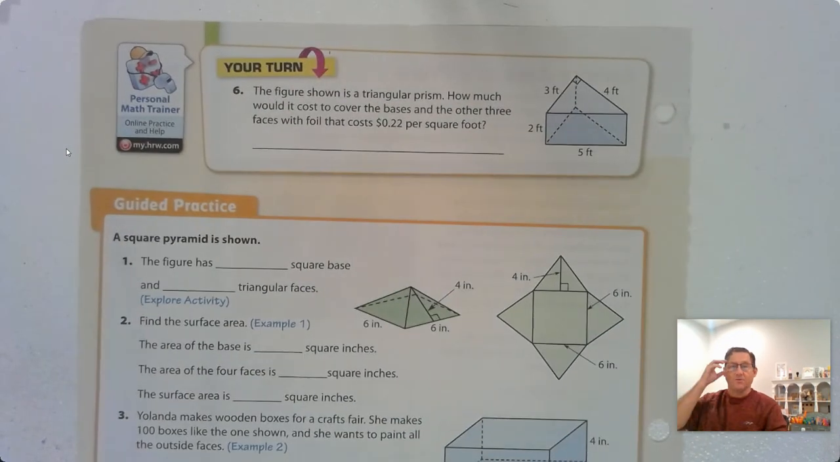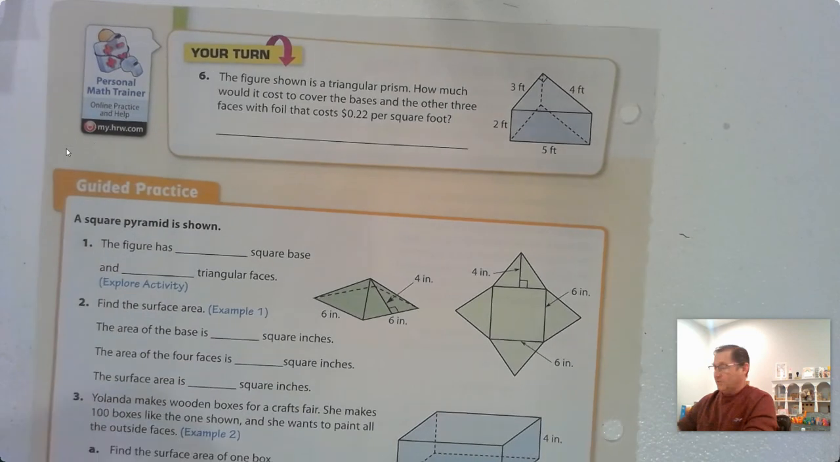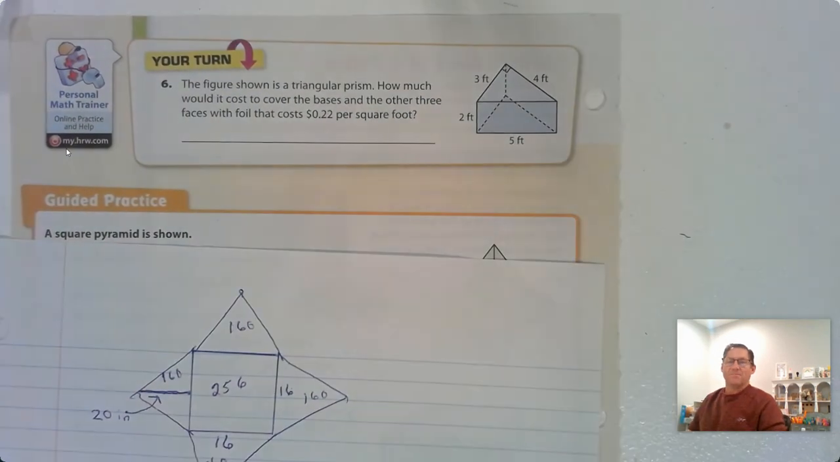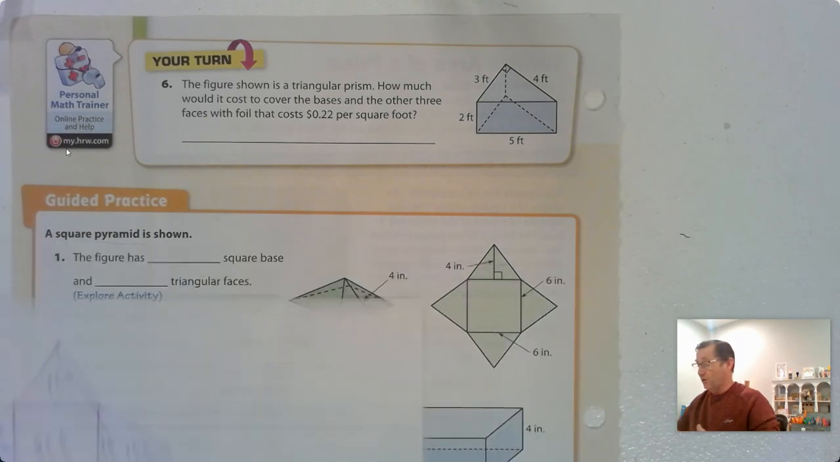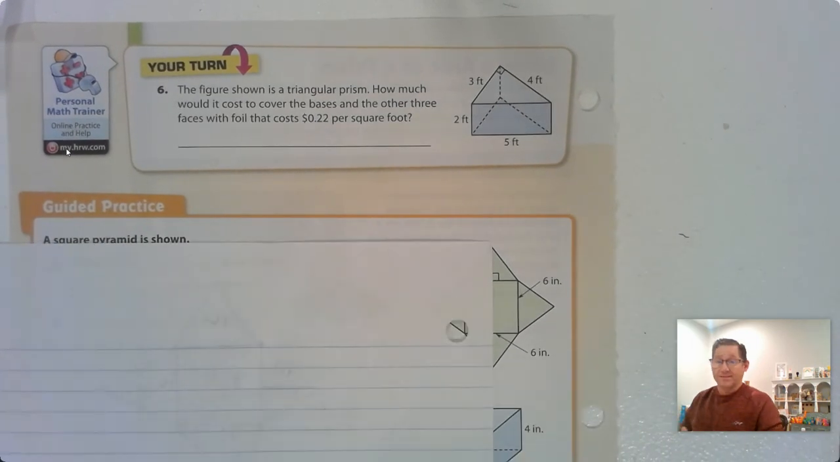Okay, let's look at page 424. Number 6, the figure shown is a triangular prism. How much would it cost to cover the bases and the other 3 faces with foil that costs 22 cents per square foot? All right. So this one's a little trickier because it's not as obvious what the height of the triangles are. But we do know that the bases are triangles, right? And then the other 3 faces are rectangles.